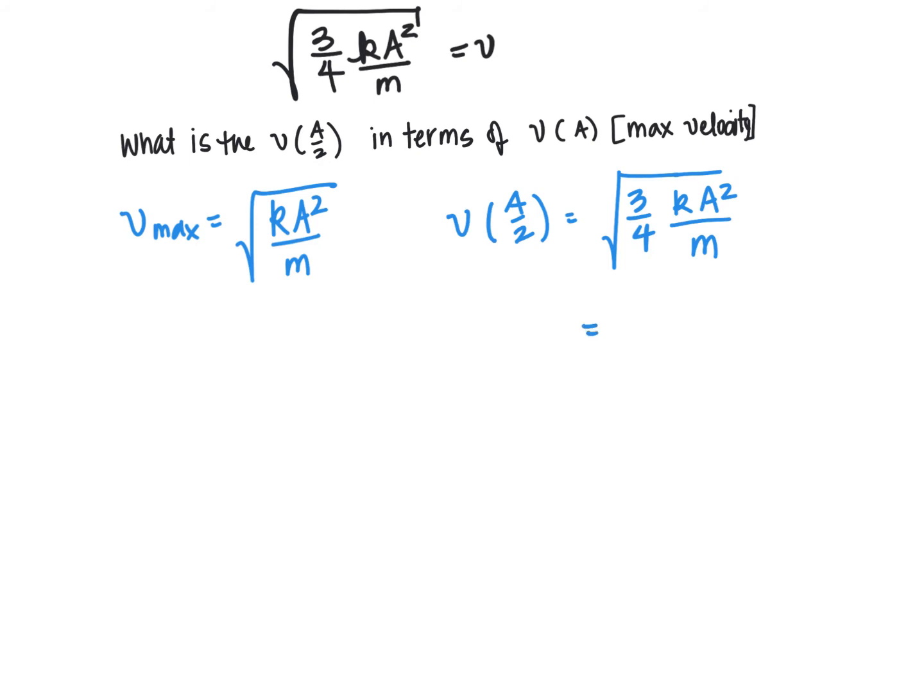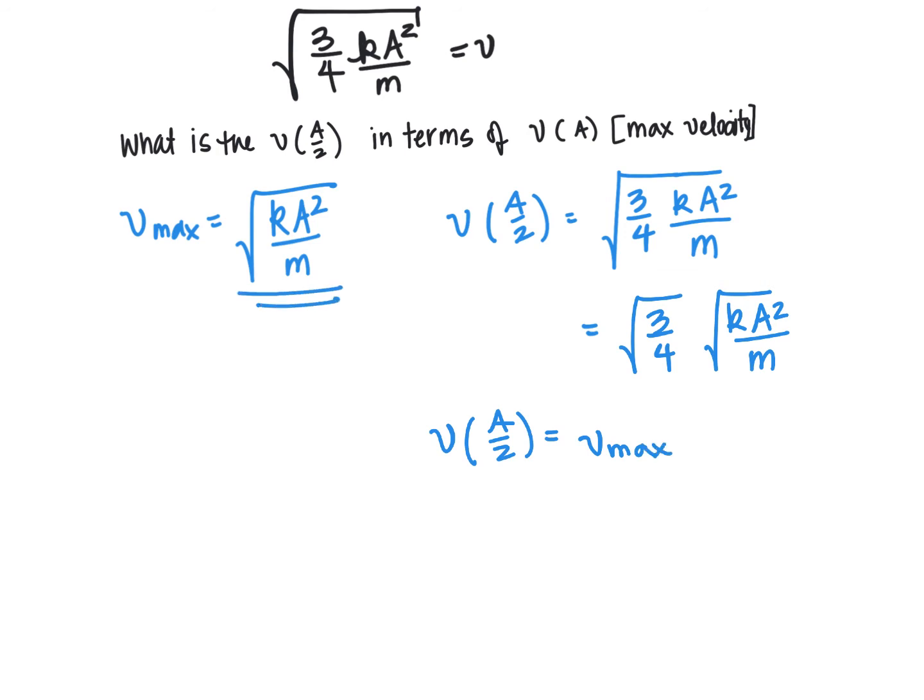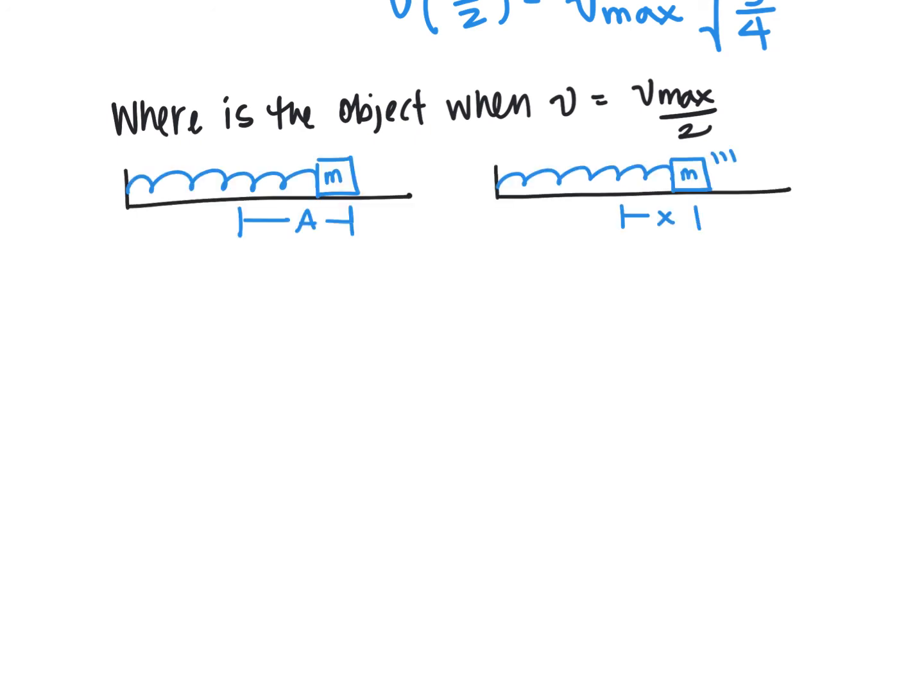So the equation on the right would be the square root of 3/4 times the square root of k A squared over m. And that means that this velocity at the halfway point is equal to v max, because this is our maximum velocity, which would be that term there, times the square root of 3/4. It's important to note that the velocity at the halfway point is not equal to half of the maximum, but actually it's greater than half of the maximum. So where's the object when the velocity is half of the maximum?